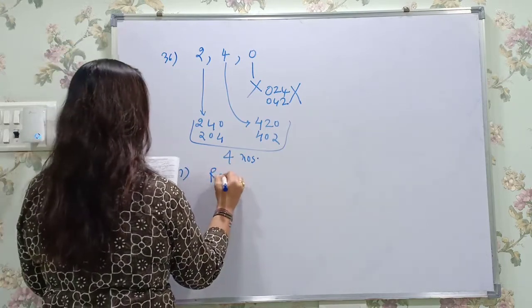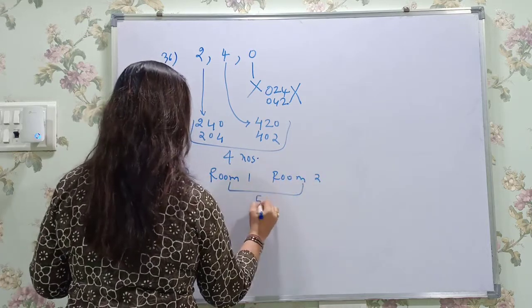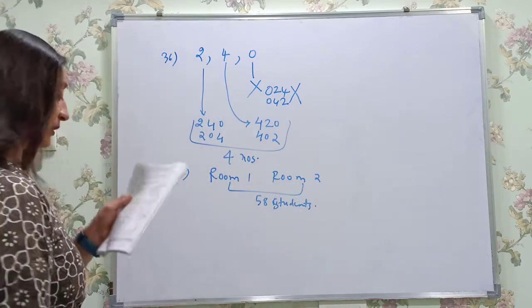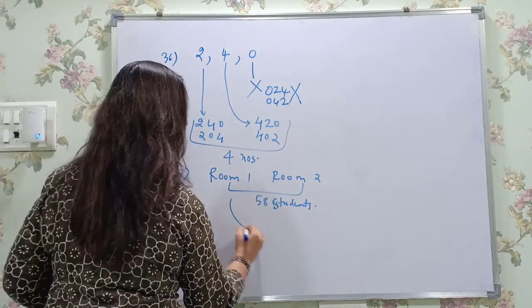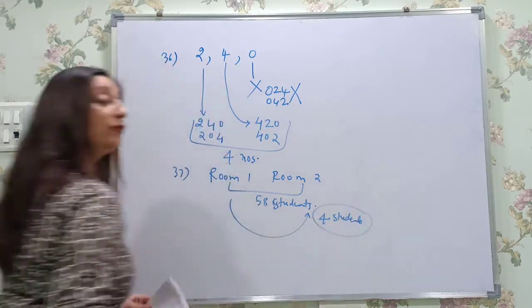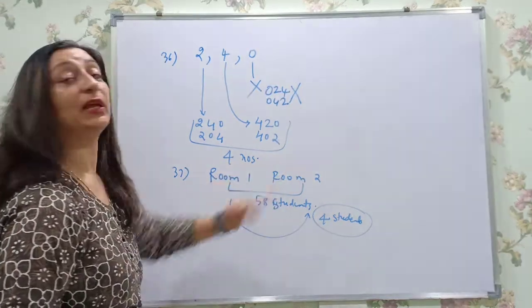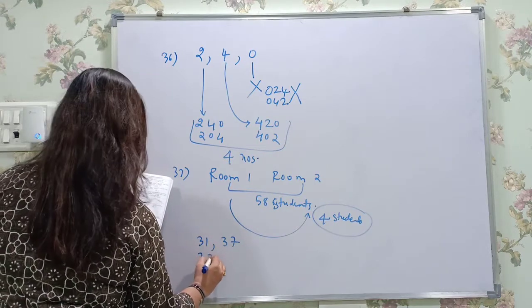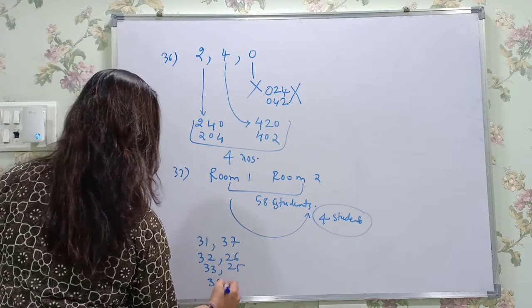Room 1 and room 2 have got 58 students in all. Okay? Together there are 58 students. Now, 4 students are transferred from room 1 to room 2. 4 students from here went here. Okay? 4 students from this. See, total is 58 students, but we don't know how many are in this and how many are in this. So we go to the options for that. 31 and 37, 32 and 26, 33 and 25, and 38 and 20.